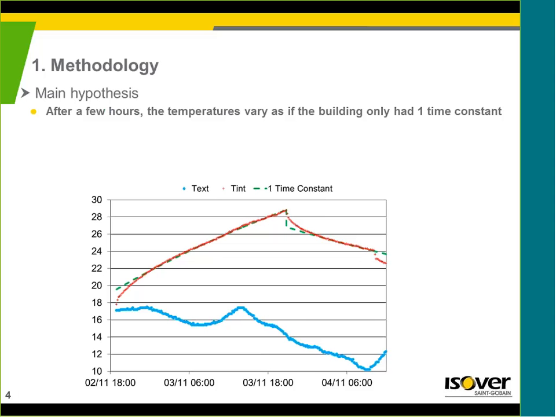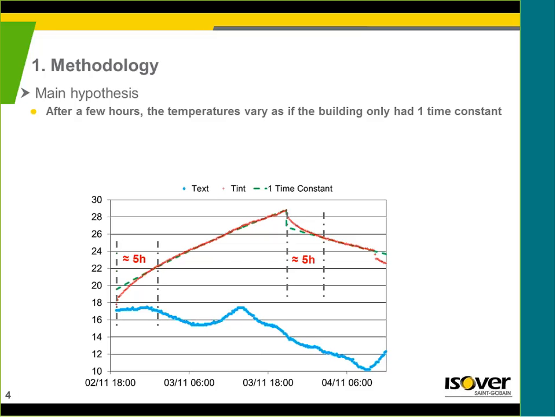So what we do is make a very, very strong hypothesis. At first, you might think this is silly. The point that we will try to make is to explain how this hypothesis holds, and this is the main goal of our validation process. So our hypothesis is that after a few hours, the temperatures inside the building vary as if the building only had one time constant. So this is the first few hours.